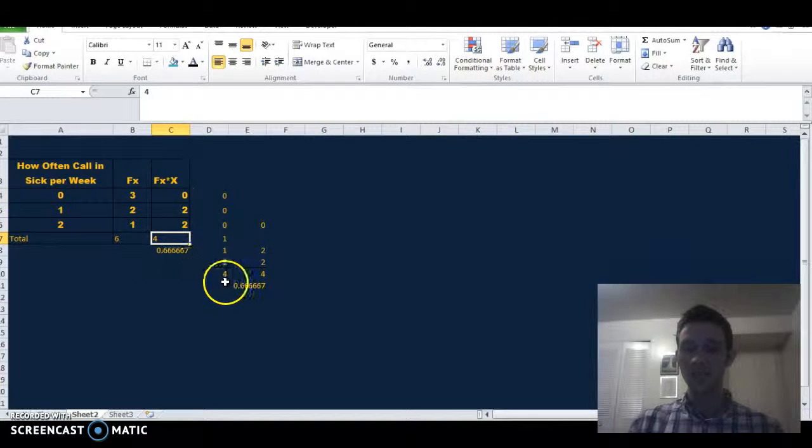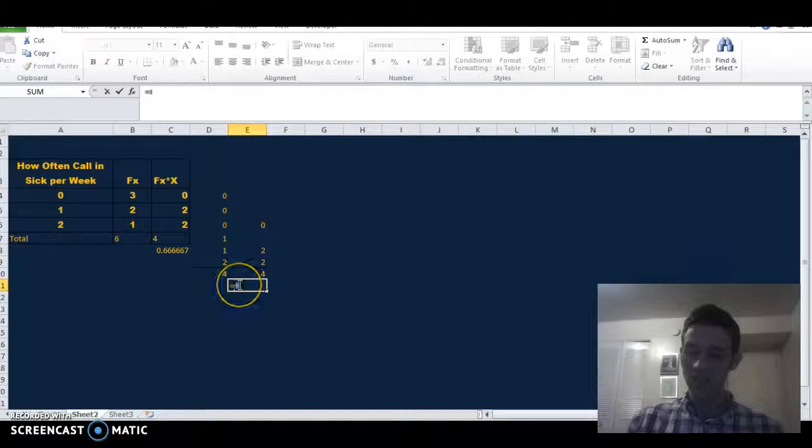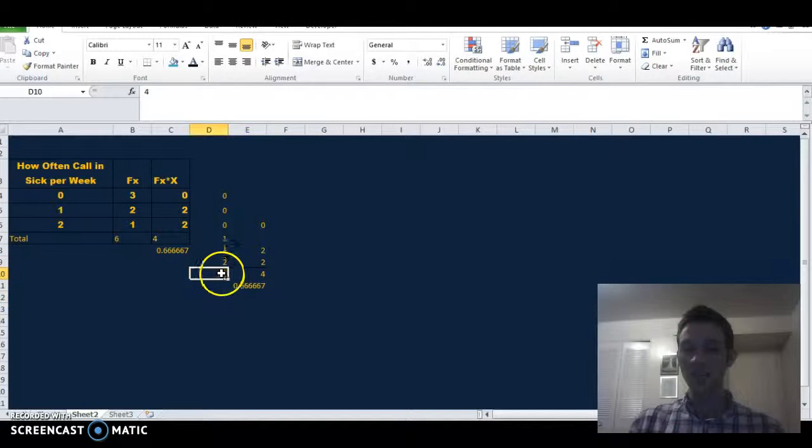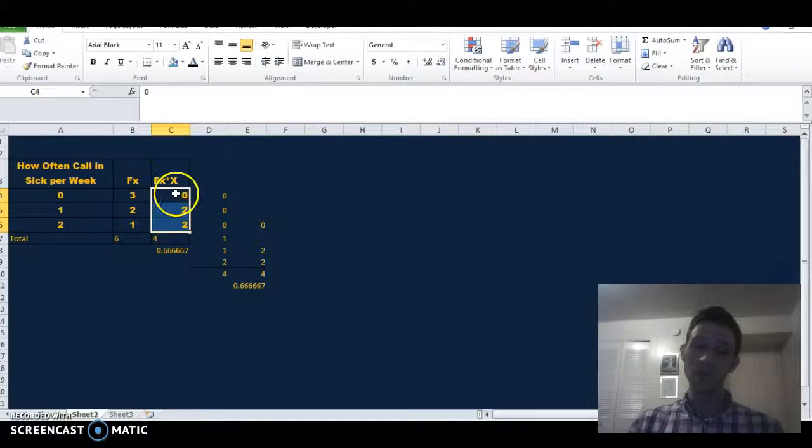And what you can see is we have 6 people in the data set. Here you have 6. You can divide 4 by 6, and you get 0.67. That's going to be the same if you add it up like this and get 4, you add it up like this and get 4. You use the frequency table, you have 0 times 3 is 0, 1 times 2 is 2, 2 times 1 is 2, and that adds up to 4.